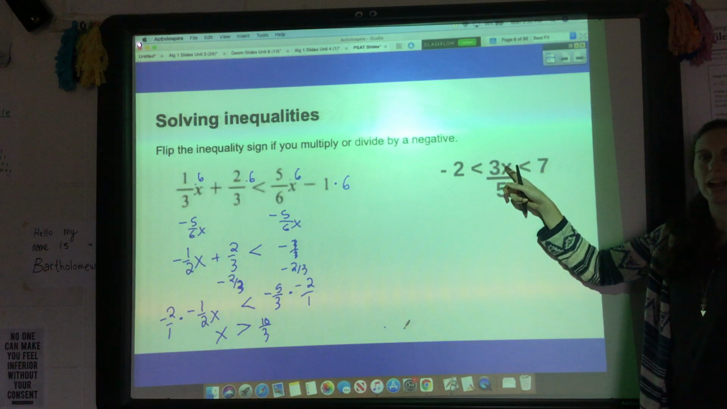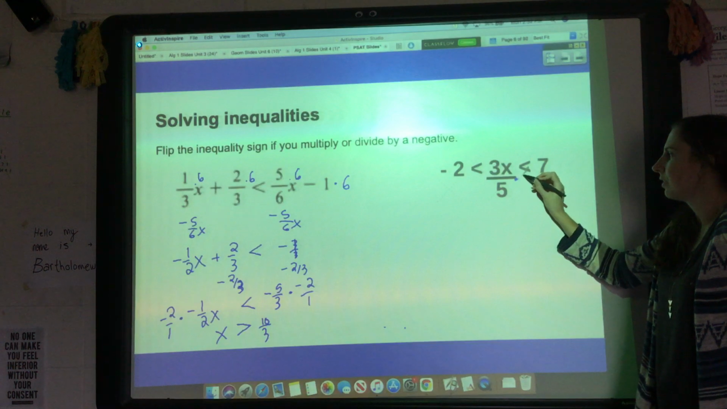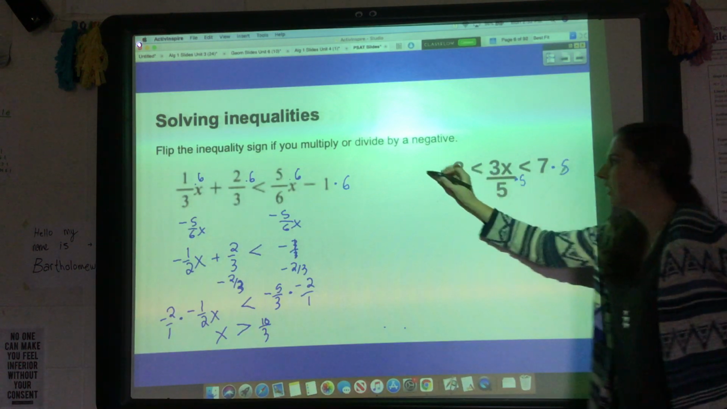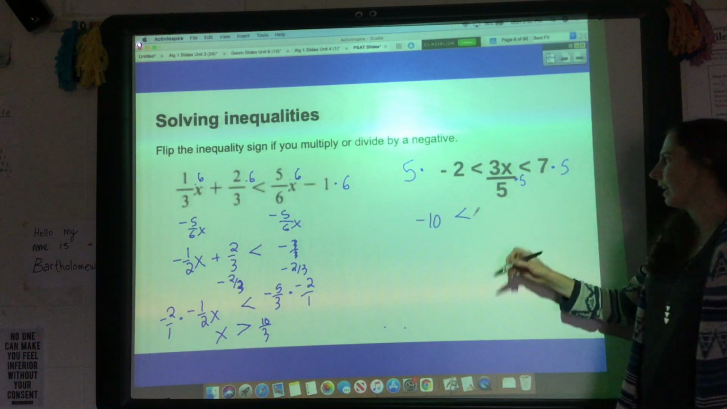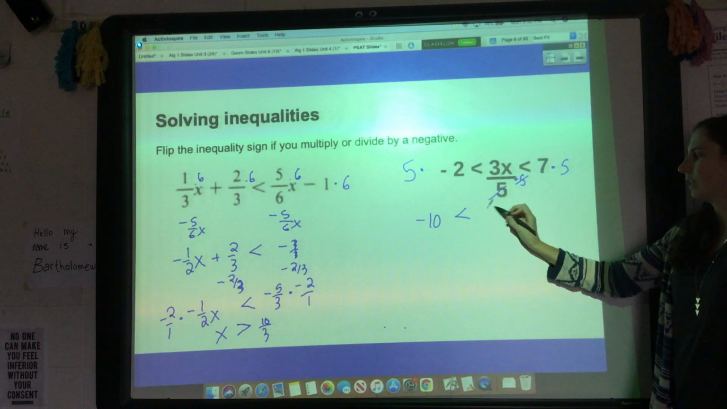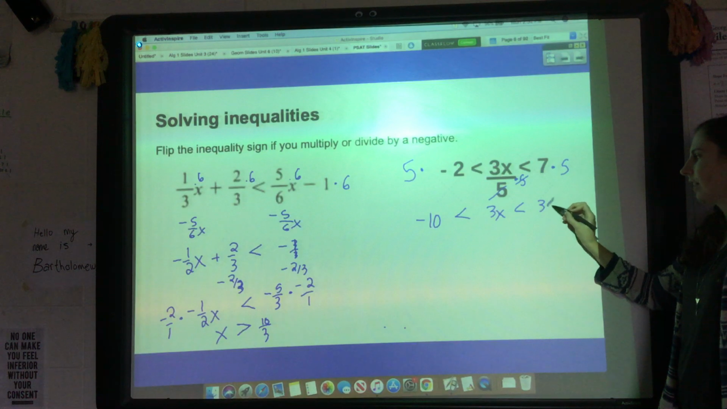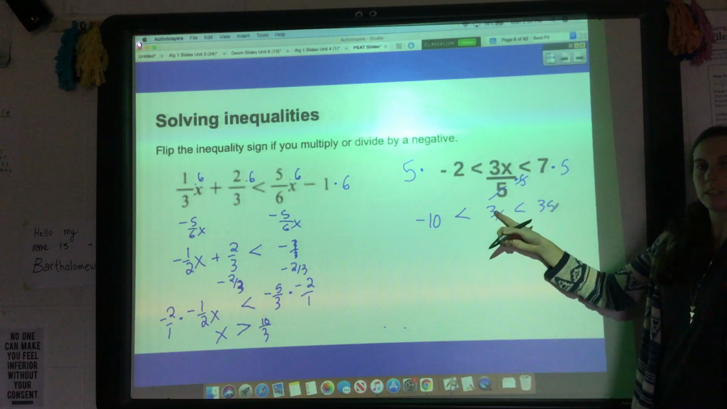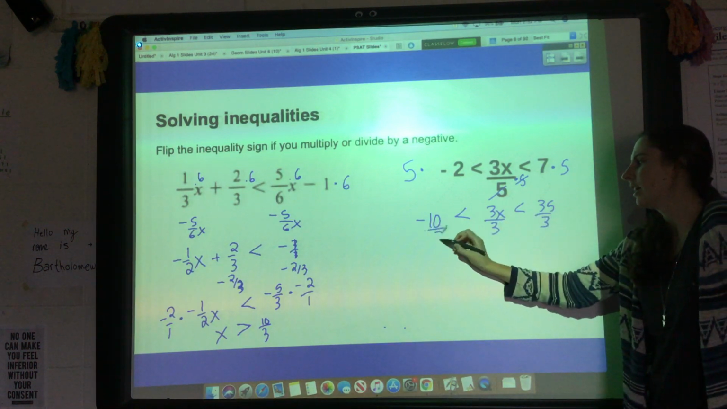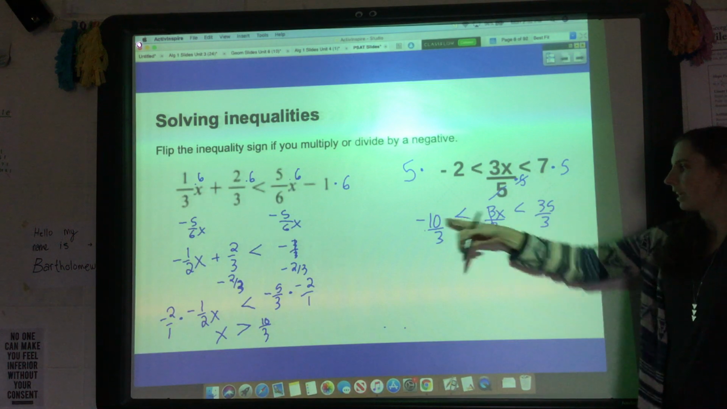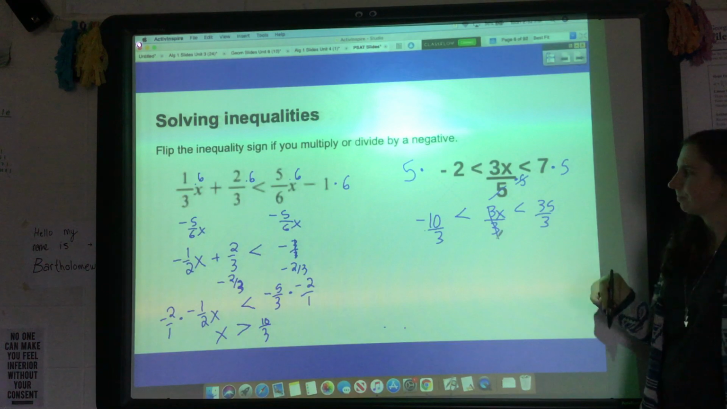So if I want to solve for x, I need to first get rid of divided by 5 by multiplying by 5. So just multiply everything by 5. That gives me -10 is less than, these cancel, and leaves 3x, which is less than 7 times 5, which is 35. Then, again, just trying to get x by itself, divide by 3, but you've got to divide everything by 3, and so that's my final answer. -10/3 is less than x, which is less than 35/3.